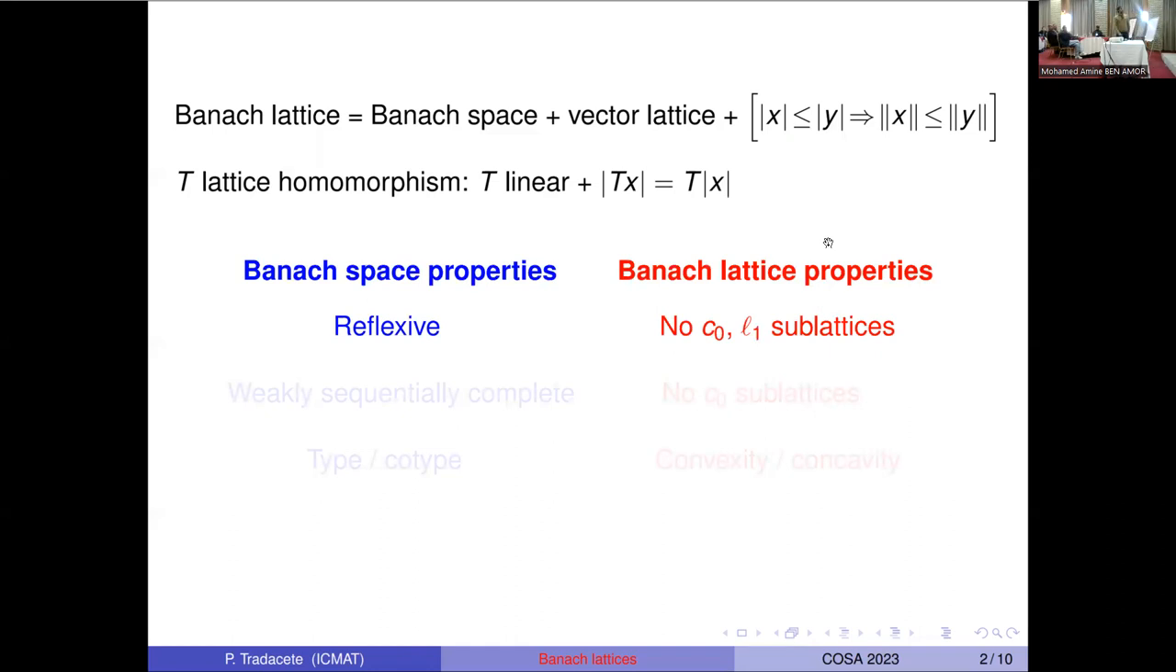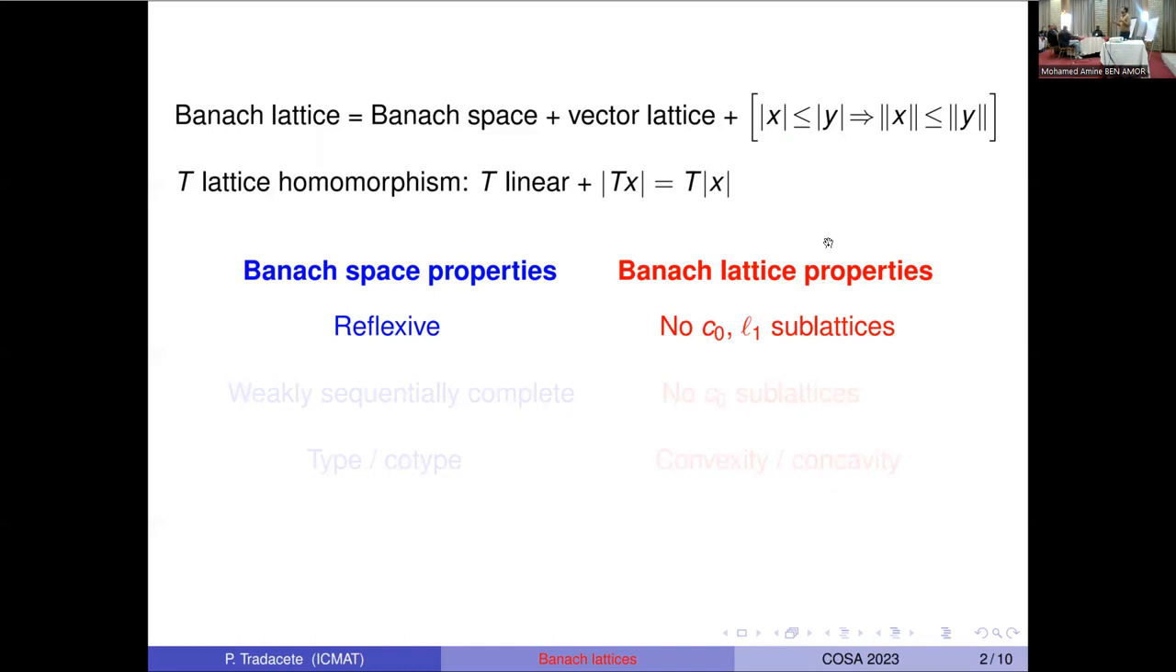So one of the first properties I could look at is reflexivity, which is a very important notion in Banach spaces. You know that when you start with a Banach space, you can look at the dual Banach space, which is just the space of linear and continuous functionals into the scalar field. And you can equip that with a natural norm. And if you iterate this process and construct the dual of the dual, you can actually fit the original Banach space in a very canonical way inside its second dual.